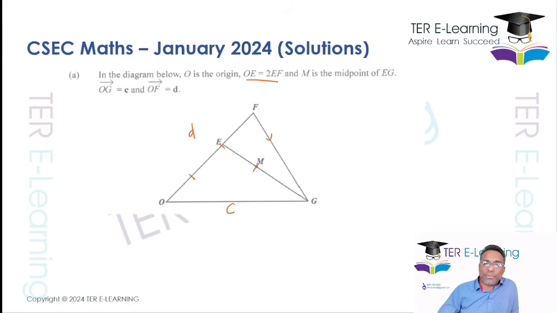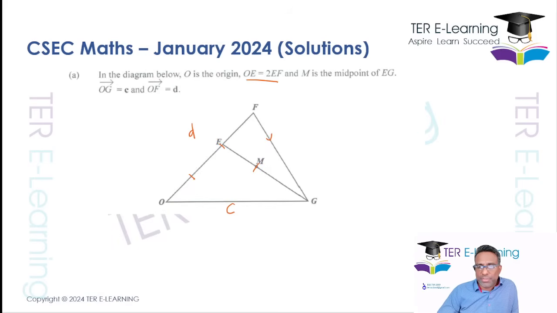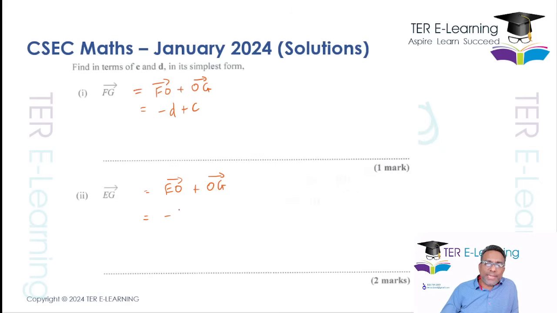Then EG now. Where is EG? EG is equal to EO plus OG. Now, what is the vector EO? EO is actually negative 2/3 D. So this is negative 2/3 D plus OG, which we know is C. What else do we have here now?